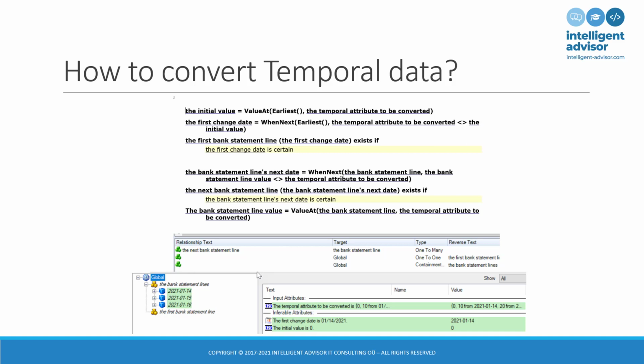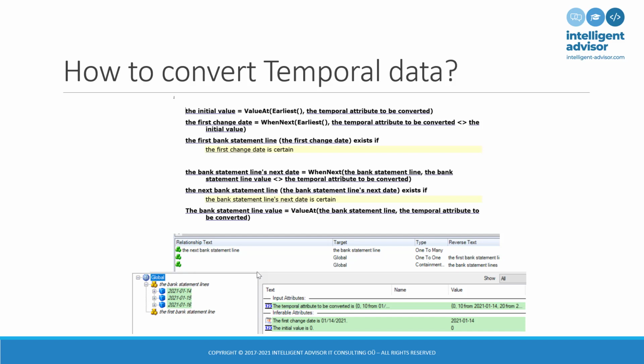Starting at the bottom, you can see I have a temporal attribute to be converted. So that's my temporal data. And you can also see on the bottom left-hand side, I have an entity with some instances. So I'm going to convert the temporal attribute back into entity instances. You do it in several steps. The first thing is you need to create a couple of extra relationships.